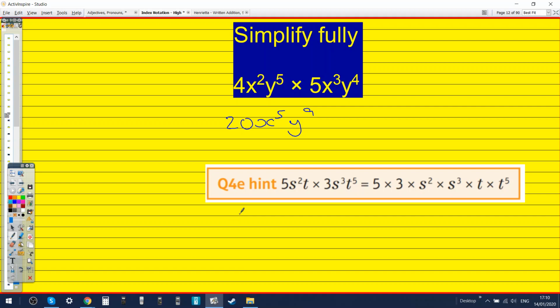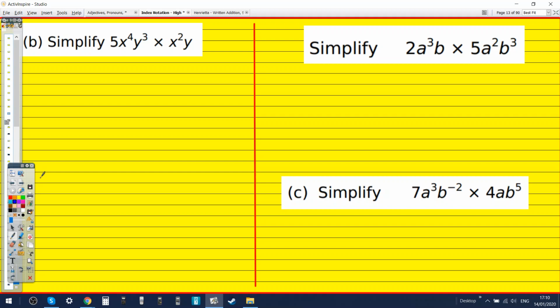The answer is 15. Mm-hmm. s to the 5. Mm-hmm. t to the 5. If you just have t by itself, what is that to the power of? 1. Yeah. And so 6. Yes, t to the 6. Well done. Great. Okay, try these 3.